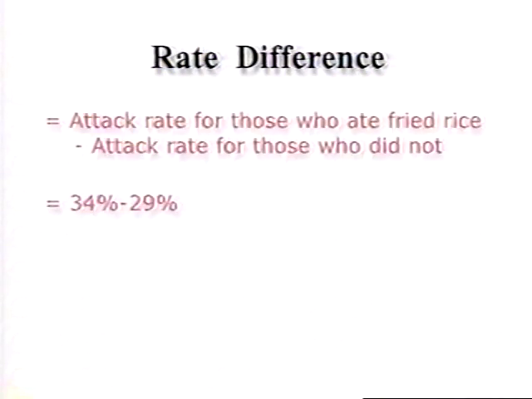Rate differences and odds ratios are measures used to determine the association between exposures and illness, in the Kariba example, between each type of food and the occurrence of diarrheal illness. For example, the rate difference for those who ate and did not eat fried rice is the difference between the attack rate for those who ate fried rice, 34%, and the attack rate for those who did not, 29%, which equals a rate difference of 5%.